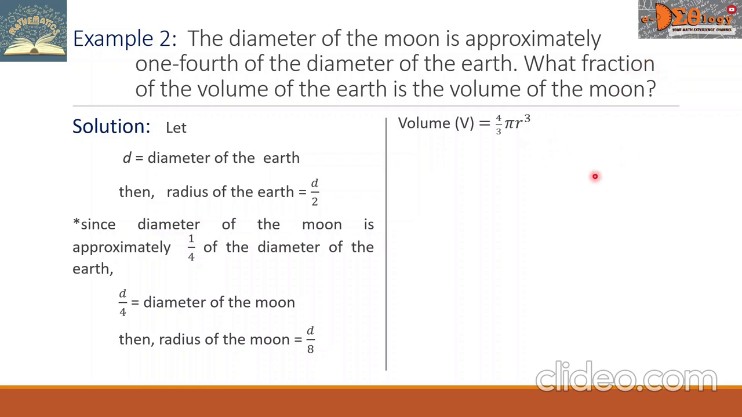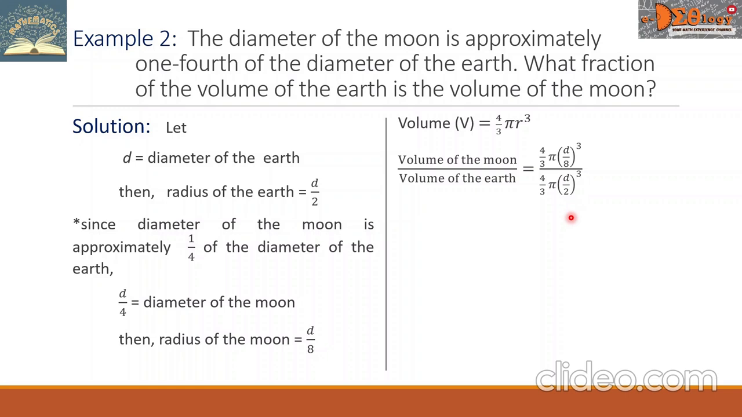With regard to the fraction, we can write the volume of the moon over the volume of the earth. Let us now write the formula for the volume of the moon over the volume of the earth with respect to their corresponding radius. So for the volume of the moon, we have here 4 over 3 pi times the cube of d over 8, all over the volume of the earth. So we write 4 over 3 pi times the cube of the quantity d over 2.